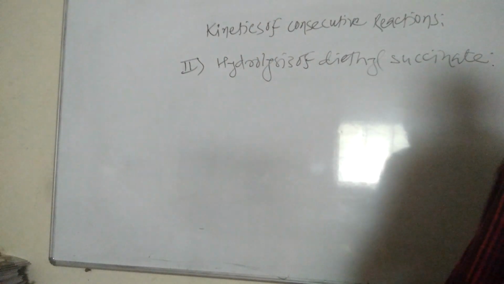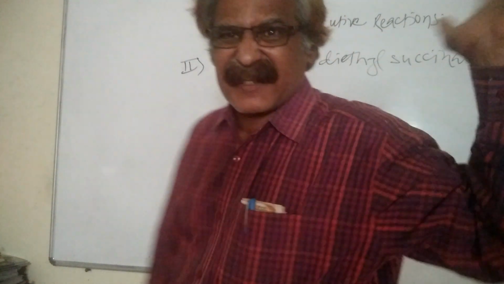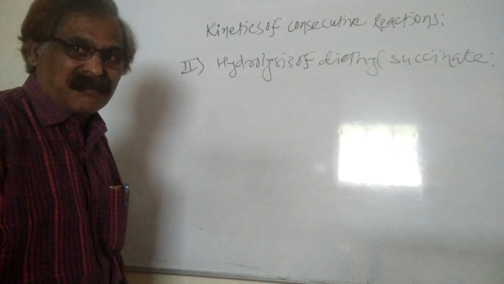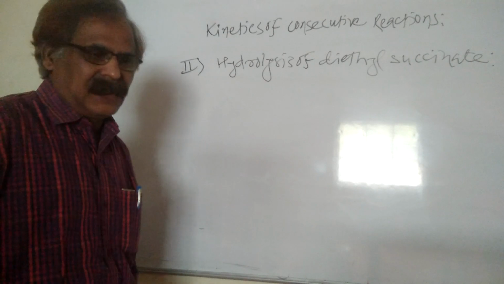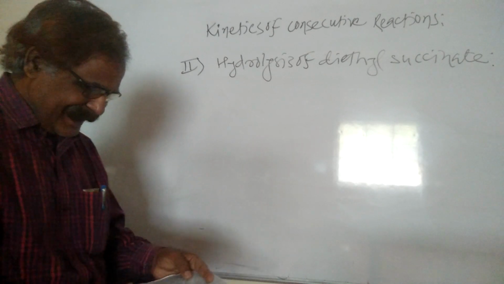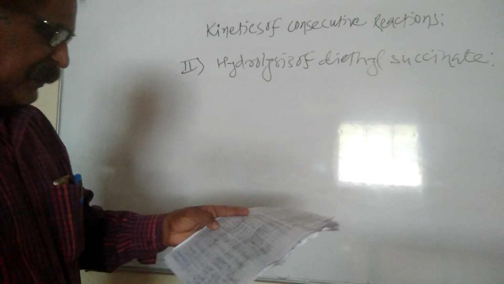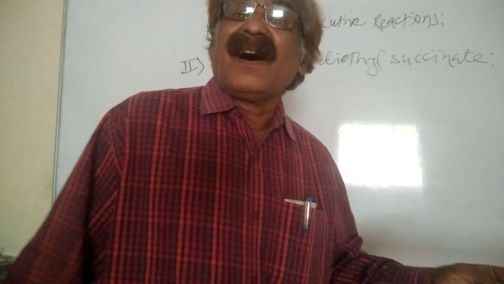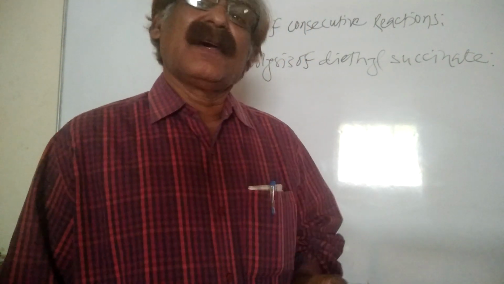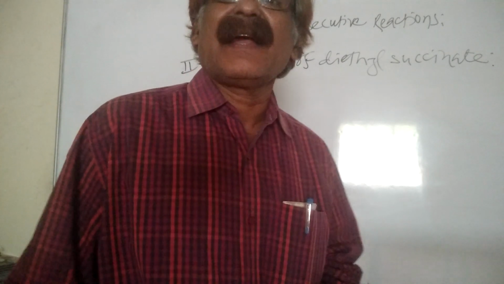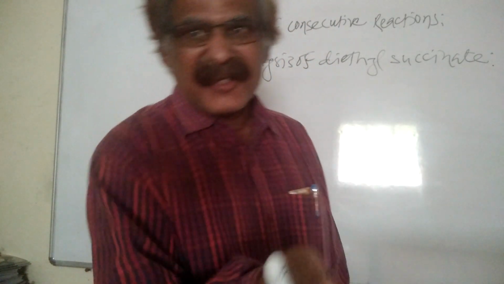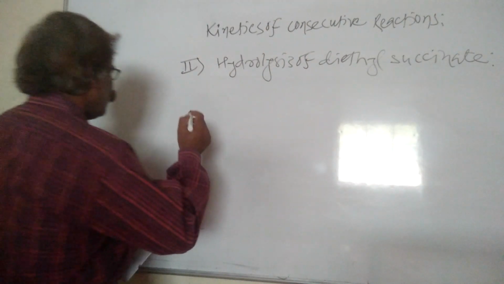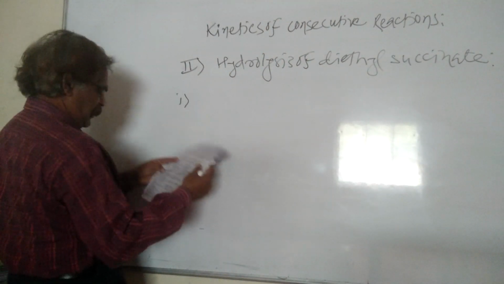Diethyl succinate into succinic acid and ethanol does not take place in a single step, but it takes place in two steps. Let us see how diethyl succinate is hydrolyzed and gives the final products, succinic acid and ethanol, via some intermediate step. So in first step, what happens?